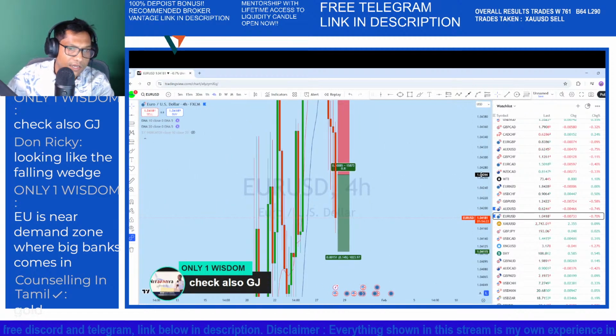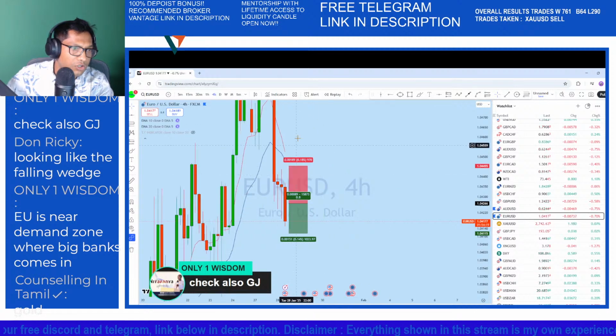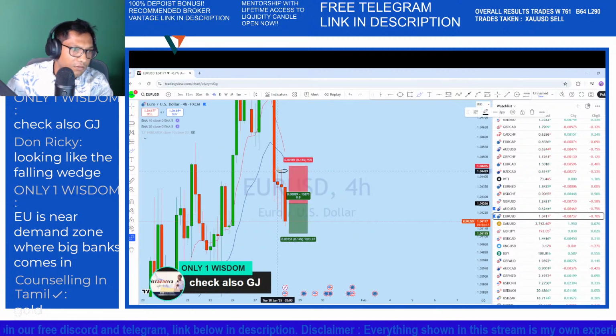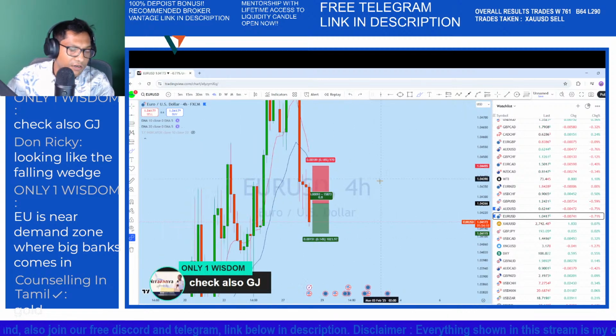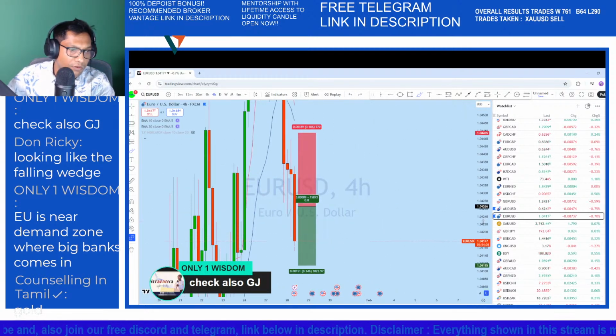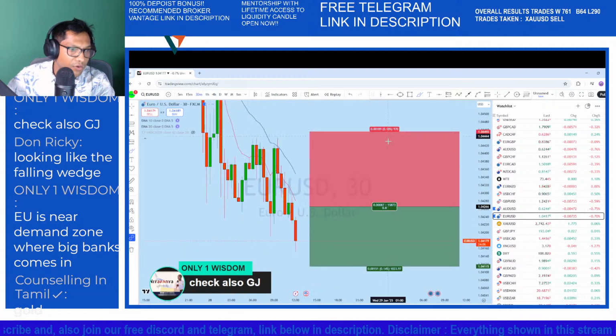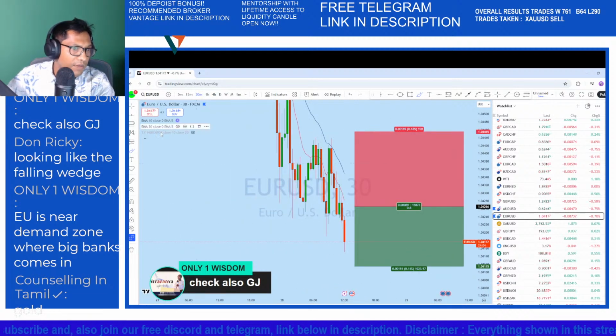So here you see there is a doji, okay, with a liquidity grab, and with the doji want to see the market coming here to this support level to find out how the market might be heading.